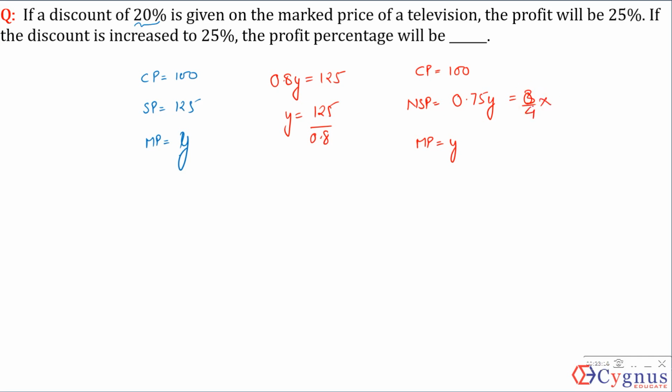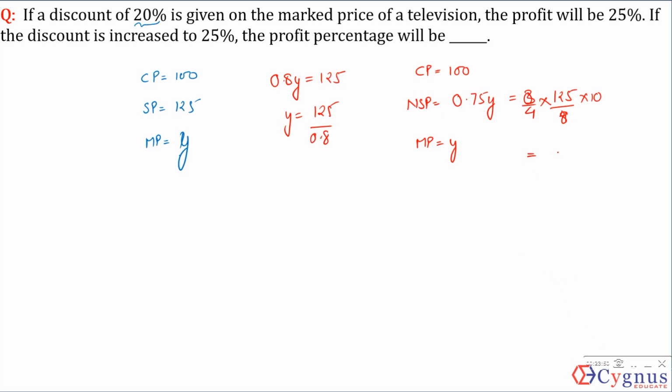into Y, since 0.75 can be replaced by 3 by 4. What is Y here? It's 125 by 0.8. That 0.8 can be written as 8 by 10. Let's write it like this. So the value of the selling price will be 3 by 4 into 125 by 8 into 10.